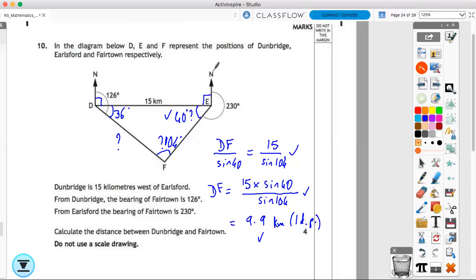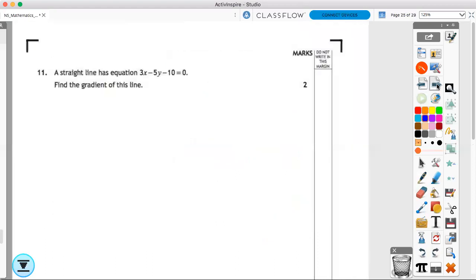But like I said, once they tell you it's west from that, then you know these are 90 degrees. You just put them in. Okay. So the next question. Bearings, for some reason, people find quite difficult, but they're not the most difficult ones. You just need to go through them step by step.